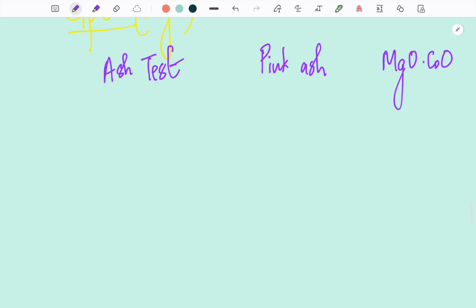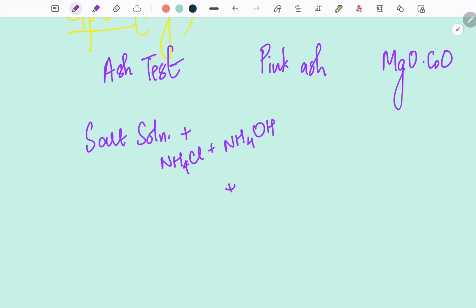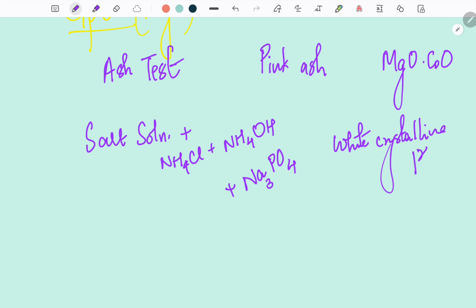Now we need to do the confirmatory test. For the confirmatory test, actually you should use the salt solution for group 6, not the precipitate. So you need to take the salt solution and add NH4Cl, NH4OH, and also you need to add sodium phosphate, that is Na3PO4. And if you are getting a white crystalline precipitate, that white crystalline precipitate is magnesium phosphate, Mg3(PO4)2, and that confirms the presence of magnesium.